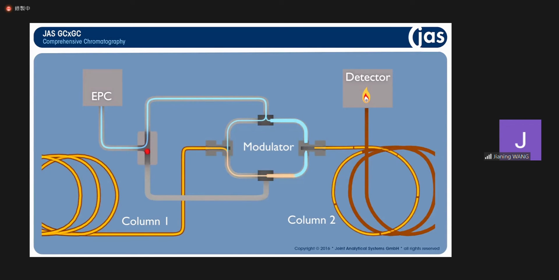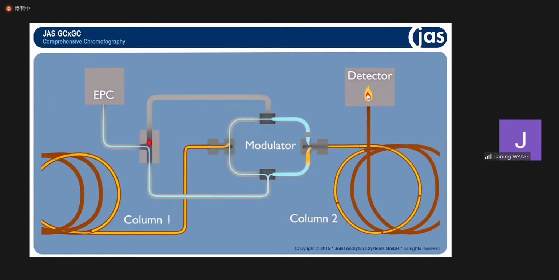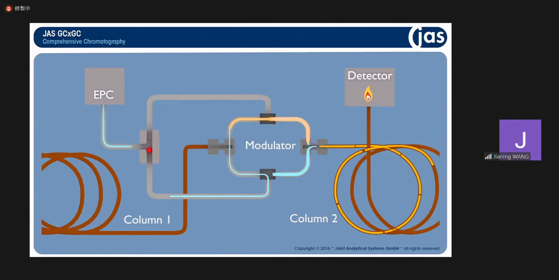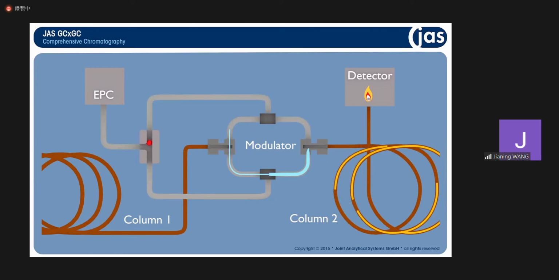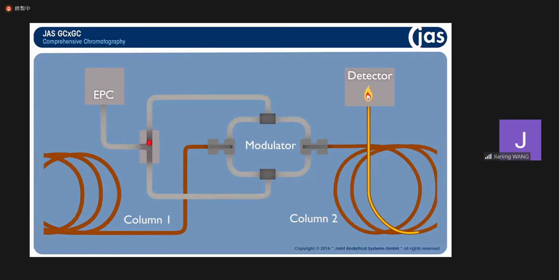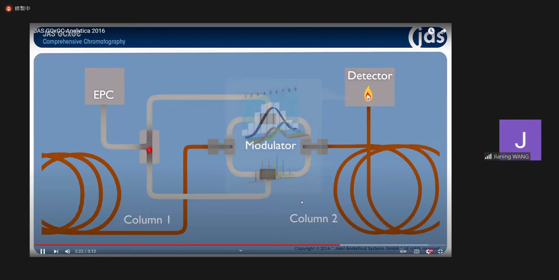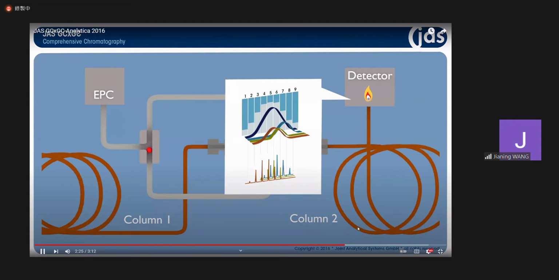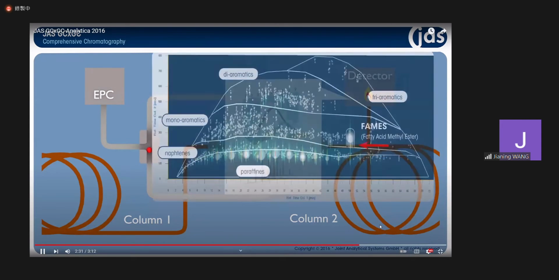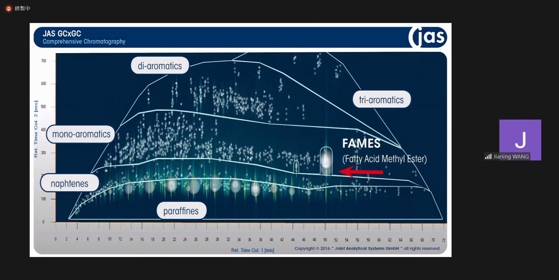So usually we just apply 2D separation for very complex separations, complex samples. And for the same reason, connecting a third column to build a 3D system becomes quite hard. Actually, currently there's no mature commercial solution.